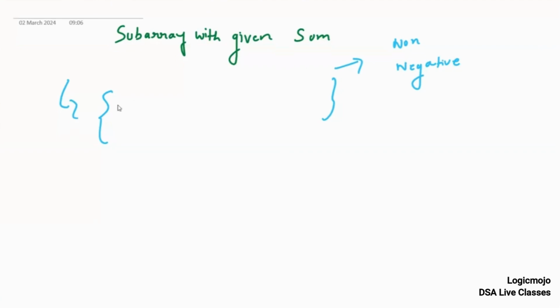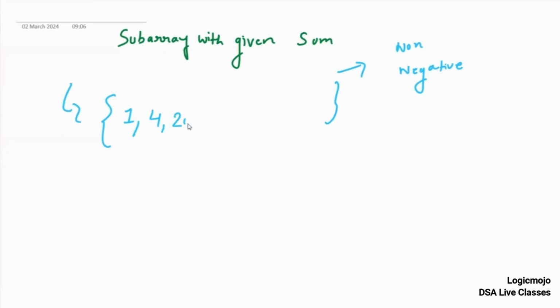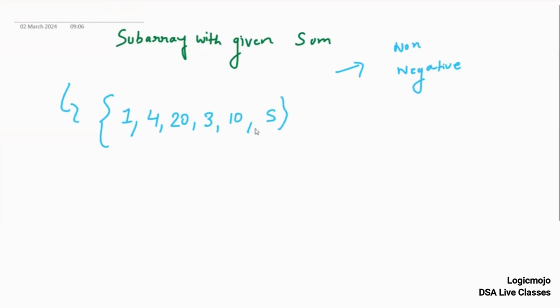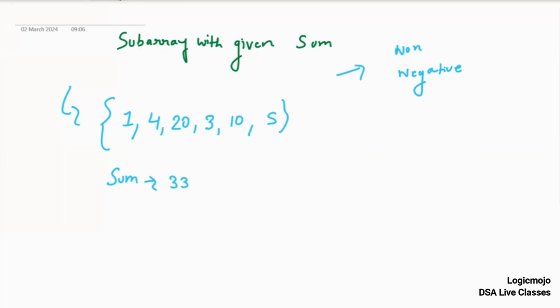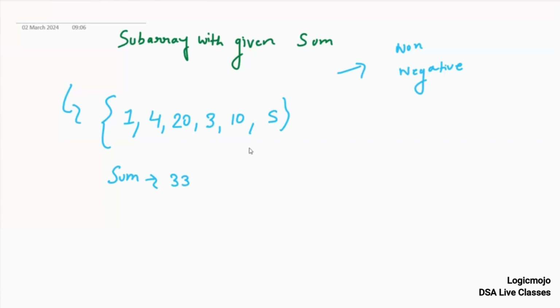Okay. So let's say this array has 1, 4, 20, 3, 10, 5. Okay. This is our array. It contains 6 elements and the sum is, let's say, 33. Okay. Now you have to tell me, can there be a subarray whose sum is equal to 33? And if there is a subarray, what can be those elements?